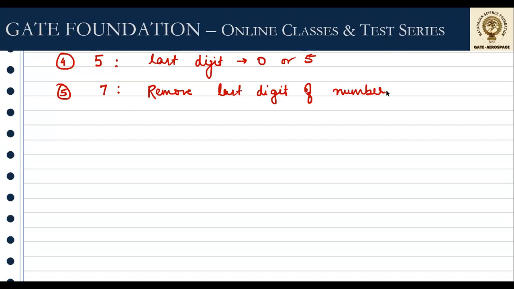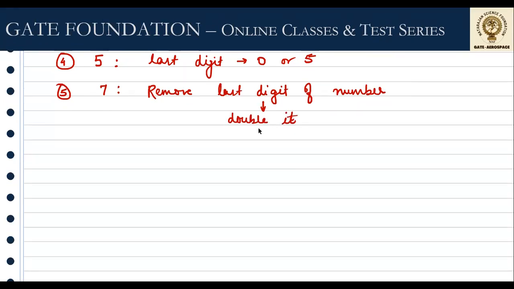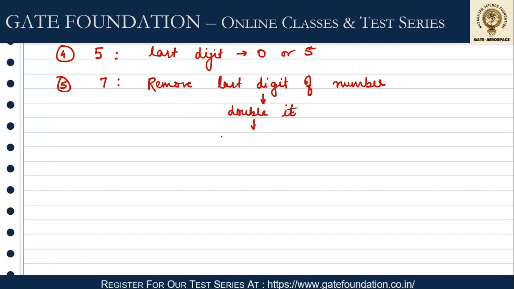Then what we'll do is we'll double the last digit, and then subtract it from the rest of the numbers. Once this is done, we'll repeat it.